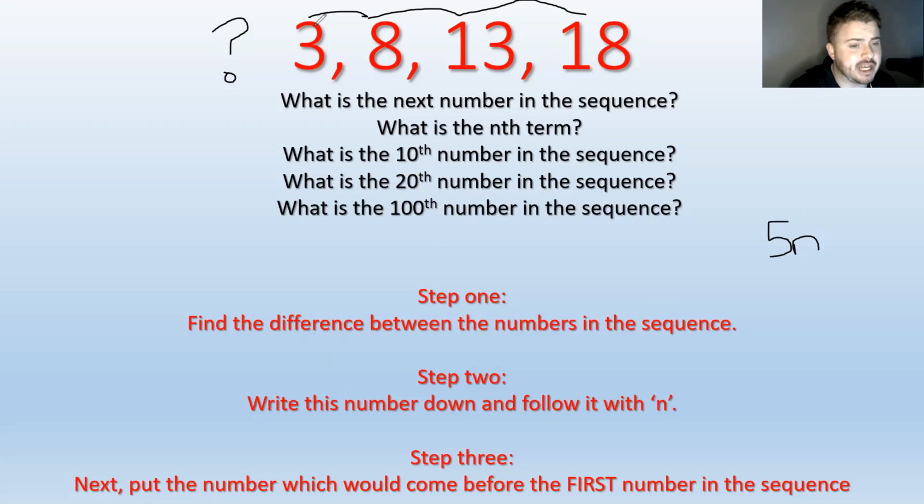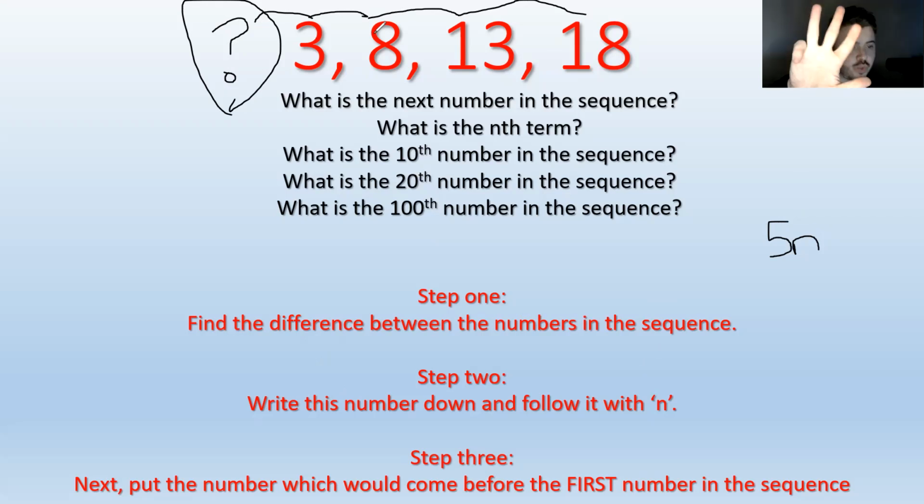Okay, a little bit trickier, but still straightforward. If this sequence is increasing by 5, in order to figure out this number, I need to go back 5 from 3. So 3 subtract 5. 2, 1, 0, minus 1, minus 2. So I am now in the negative numbers, the minus numbers. So in my nth term, I'm going to write minus 2 as opposed to plus 2. So my nth term is 5n subtract 2.